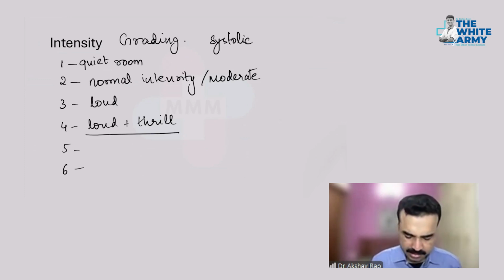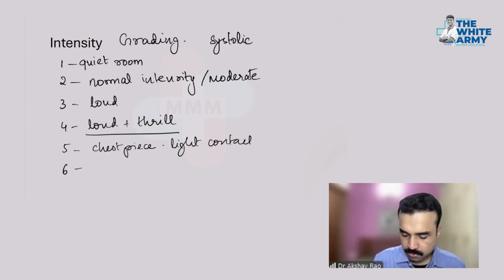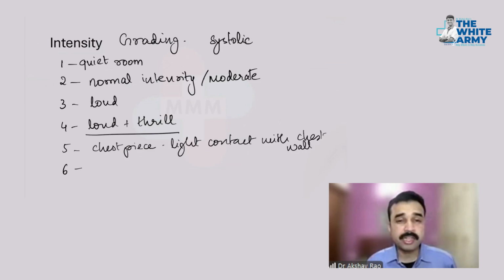Grade 5 and grade 6 are more of historical values. You don't come across them these days. But anyway, a grade 5 by 6 murmur would be one which is well heard with the chest piece in light contact with the patient's chest wall. With the stethoscope in light contact itself, you can hear a very loud murmur and there is a thrill on palpation, then it becomes grade 5.